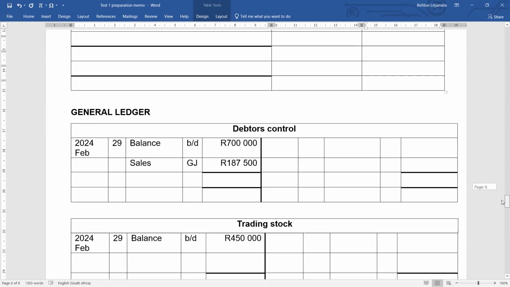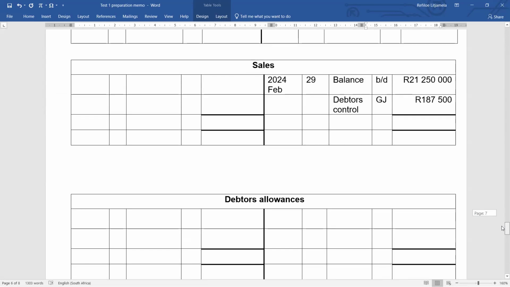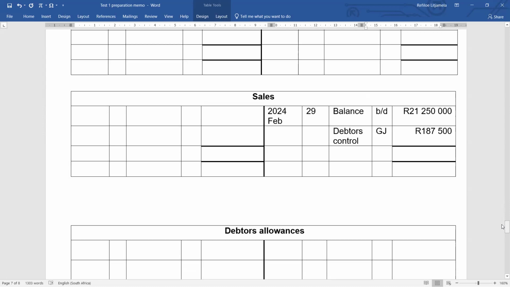Everything you do right now, guys, you have to integrate it with IT. Right now, I'm not standing on the board writing this. Instead, I'm typing it. This is IT. This is where we're going. And it makes your life easy. If you didn't understand something, you go home, you play it, and you rewind.